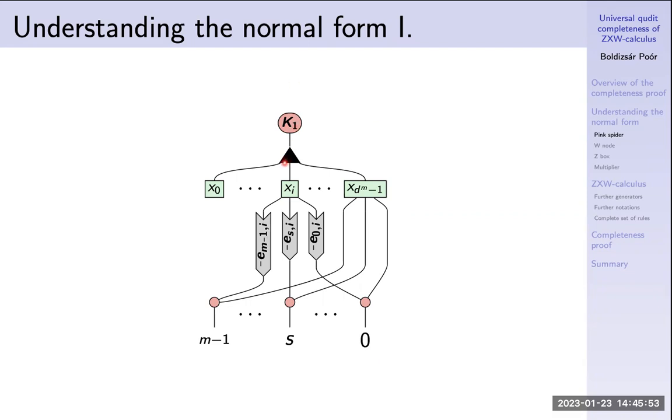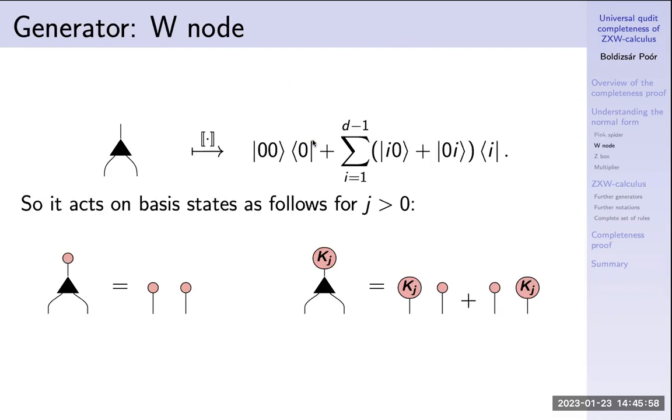So then let's see what this black triangle means. This is the W node, which is really closely related to the W state, if someone is familiar with that. What's important for us is how it acts on computational basis states. If it gets the 0 state in, then it outputs two 0 states, which corresponds to this part in the sum. And if we input kj, then we will have a superposition of both kj0 and 0kj.